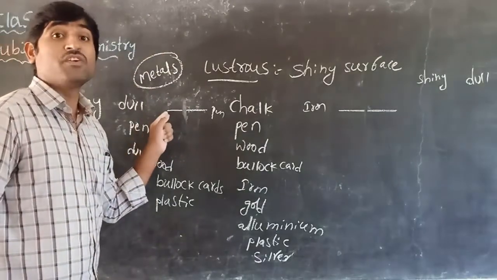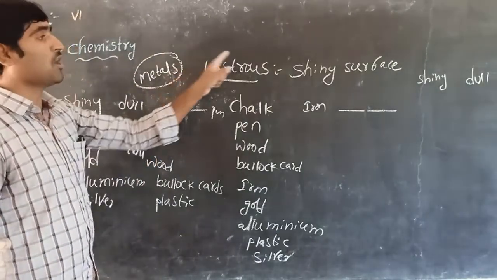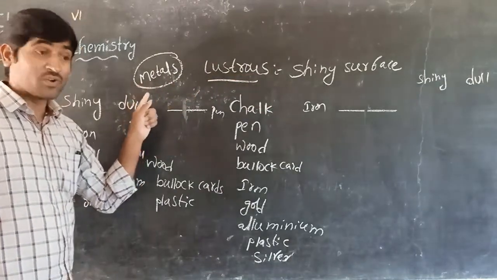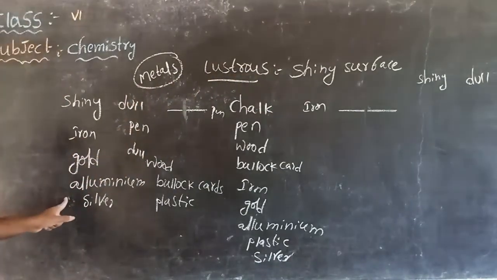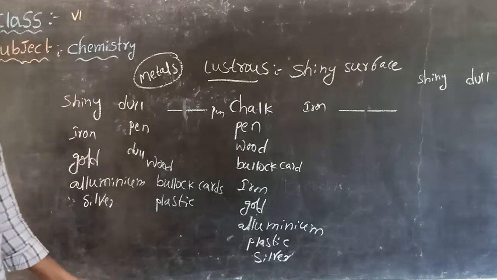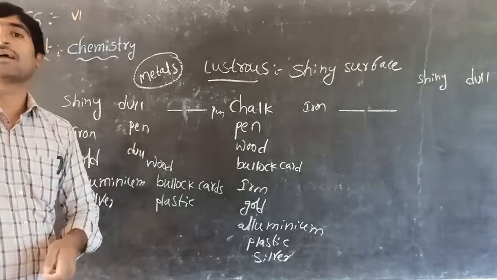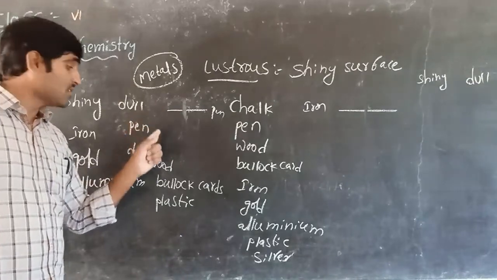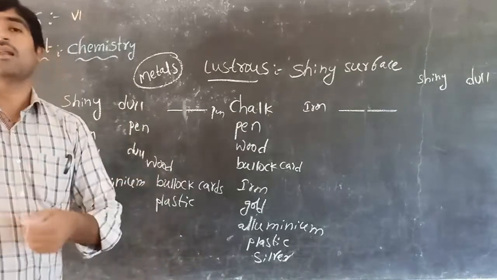The materials which exhibit the property of lustrous are called what? Metals. So these all are metals. Iron is metal, gold metal, aluminum metal, silver metal, copper, zinc. Like that we are writing, our list is going to be a long list. Non-lustrous, dull materials, these are going to be long.